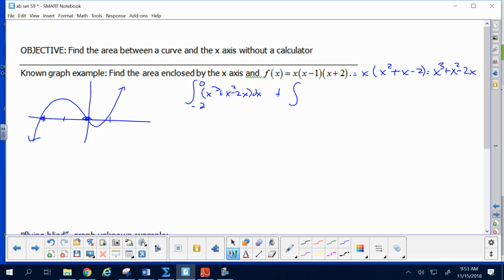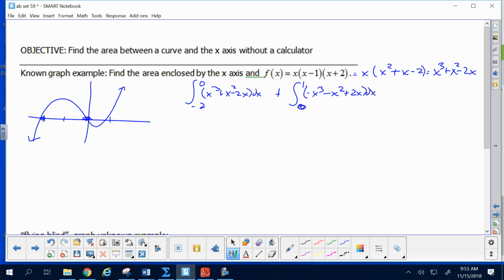Okay, and then in the next region, from where to where? 0 to 1, and the opposite of all. So negative x cubed minus x squared plus 2x. All right, now we're in for some grunt work.